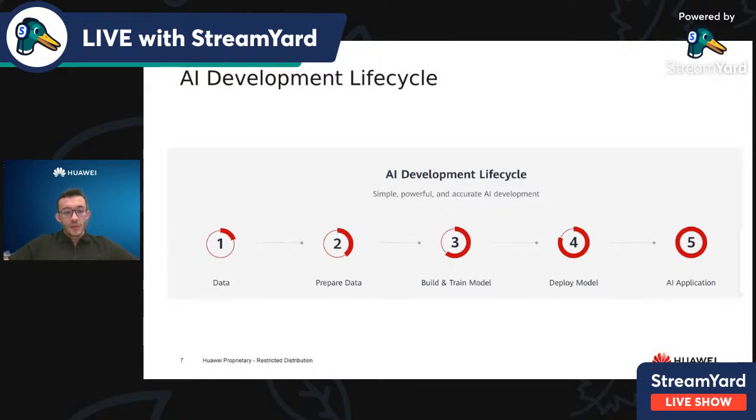The AI development lifecycle encompasses all stages from designing to training, implementing, and managing an artificial intelligence application. Generally, there are five main stages in AI development. First of all, the first of them is data.